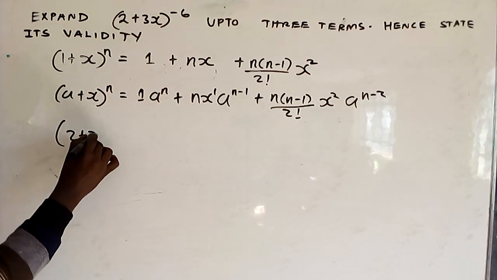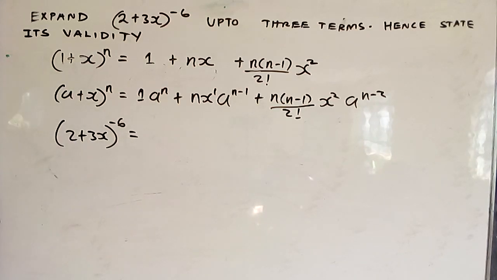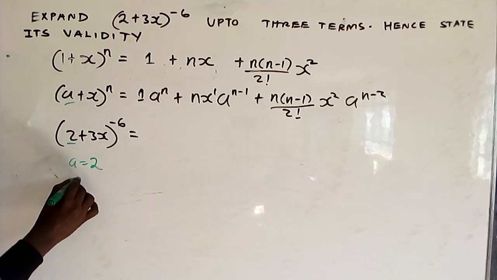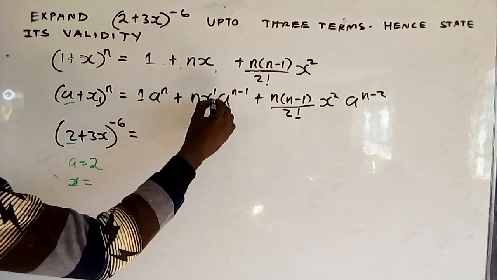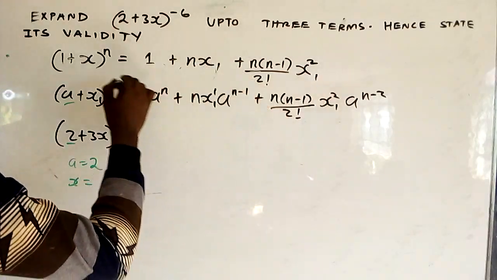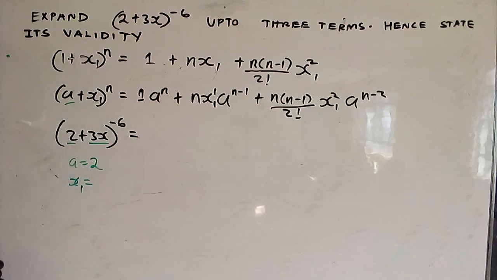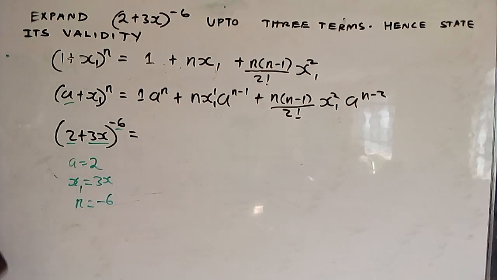(2 + 3x) raised to negative 6. Meaning a is what? What is the value of a? Where there is a we have 2. Then what is the value of x? You see this is also x, so you can let this be x1. So what is x1? x1 is the same as positive 3x. That sign in front is very important, okay? Positive 3x is just 3x. Then what is your n? Your n is negative 6.